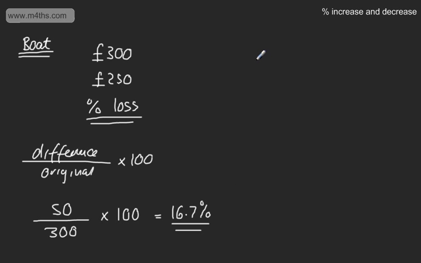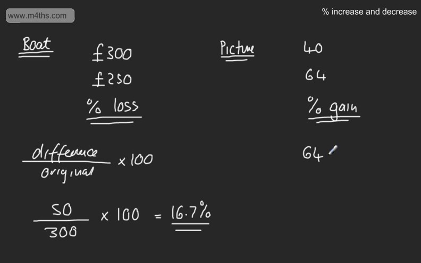If we look at another example, let's say I bought an antique picture. I bought it for £40. I sold it for £64. We're going to look at the percentage gain. The difference between the two is 64 minus 40. So I'm going to write 64 minus 40 over now the original. This is what I bought it for. That's the original. And then we'll multiply by 100.